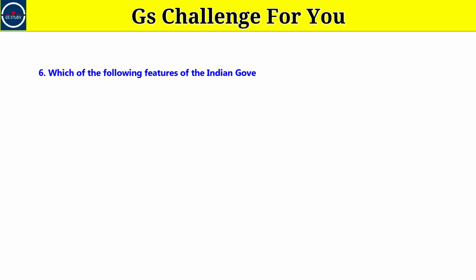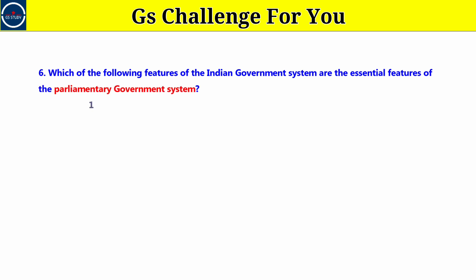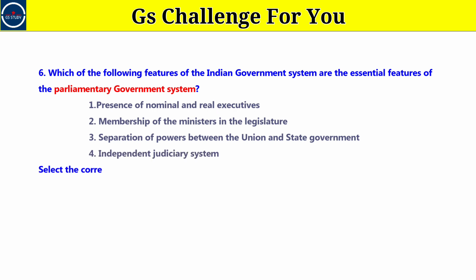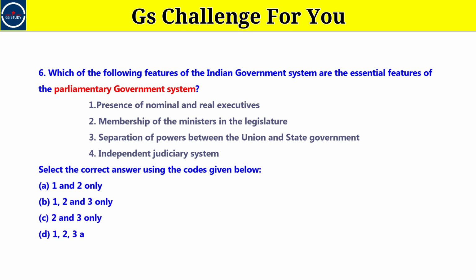6. Which of the following features of the Indian government system are the essential features of the parliamentary government system? 1. Presence of nominal and real executives. 2. Membership of the ministers in the legislature. 3. Separation of powers between the union and state government. 4. Independent judiciary system. Select the correct answer using the codes given below.